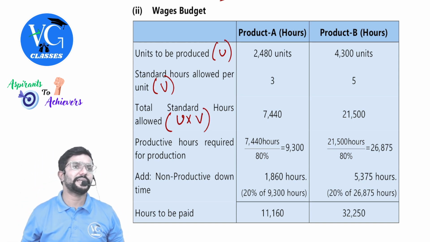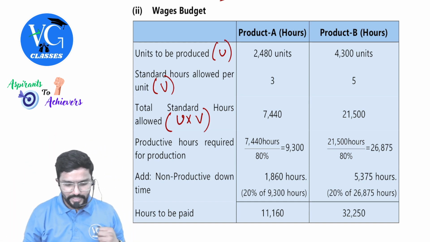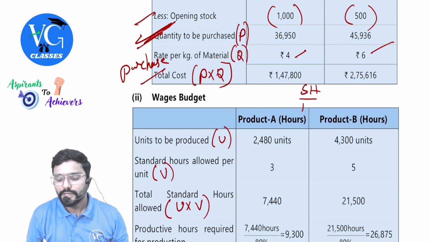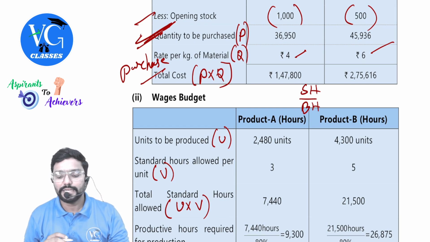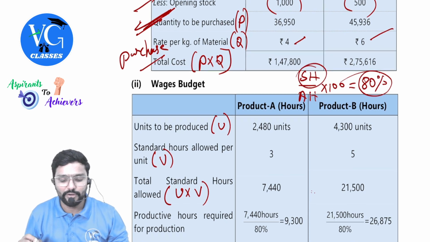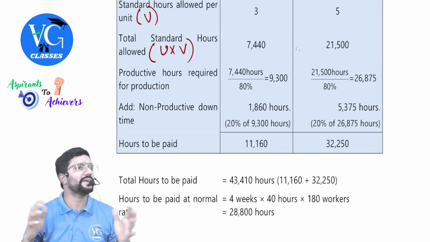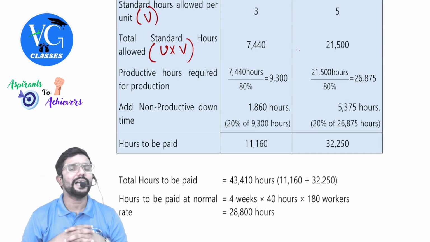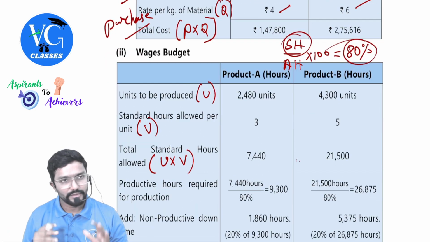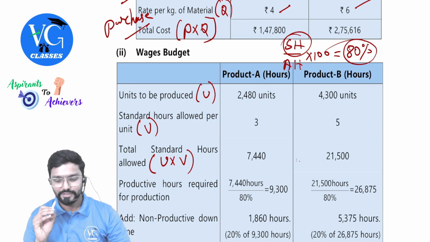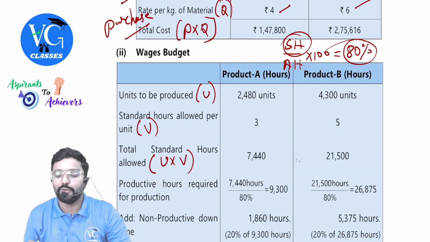Standard hours. Guys, please pay attention. This is the key point. Listen. They have given the efficiency ratio as how much? 80%. Standard hours divided by actual hours into 100 is 80%. Now we have got our standard hours: 7,440 and 21,500. How much is this of actual hours? 80%. Correct? Hello? React. Okay, you are human beings now. Know how to react now? Good. Standard hours divided by actual hours into 100 is how much? 80%.